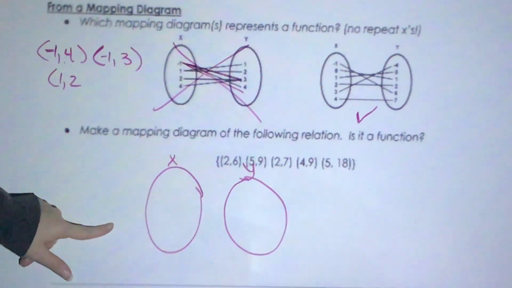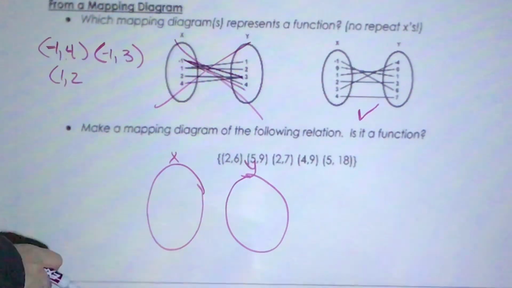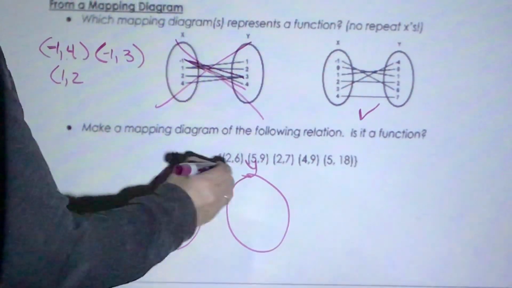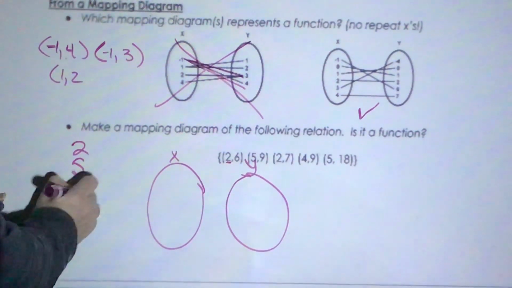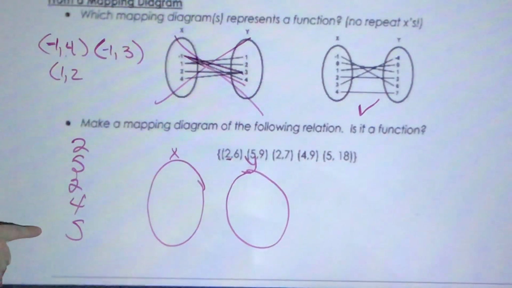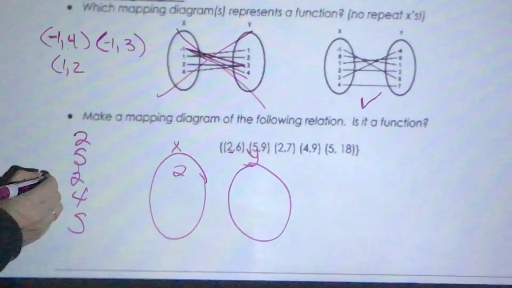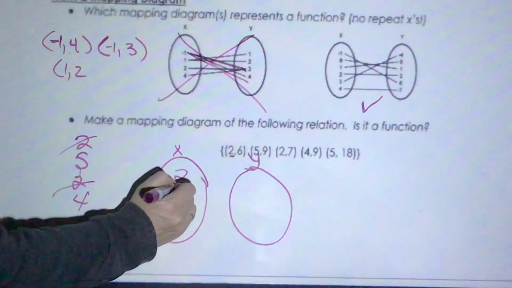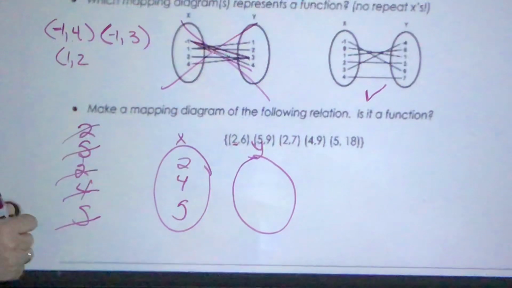Now we want you to be able to also make a mapping diagram. So to make a mapping diagram, you take all of your x numbers. So we have a 2, a 5, a 2, a 4, and a 5. We're going to put them in numerical order and we're not going to repeat them. So I'm going to write the 2, the 4, and then the 5. Those are the 3 different x numbers that we have.